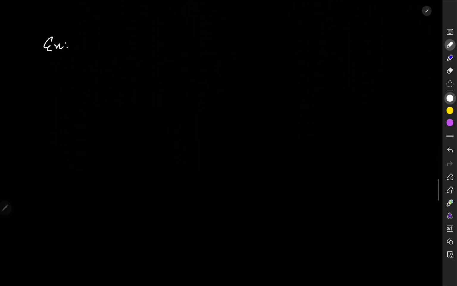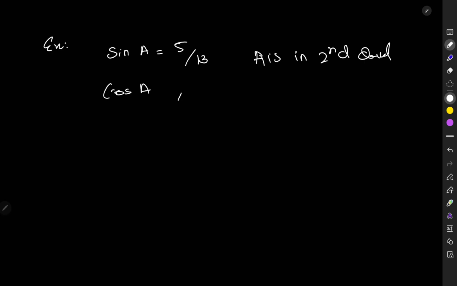Let's solve a simple question. Sin A is given as 5 by 13. A is in the second quadrant. We need to find cos A and tan A. So sin A is given as 5 by 13.